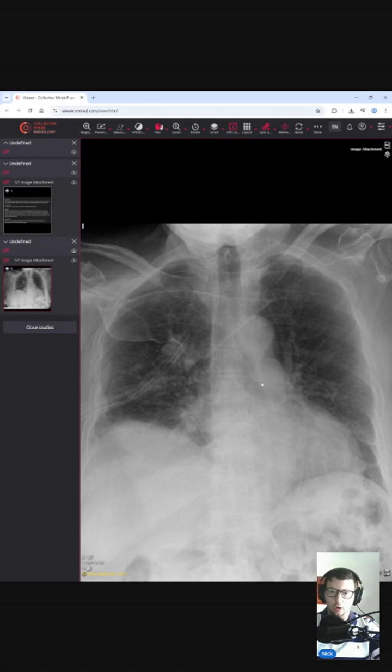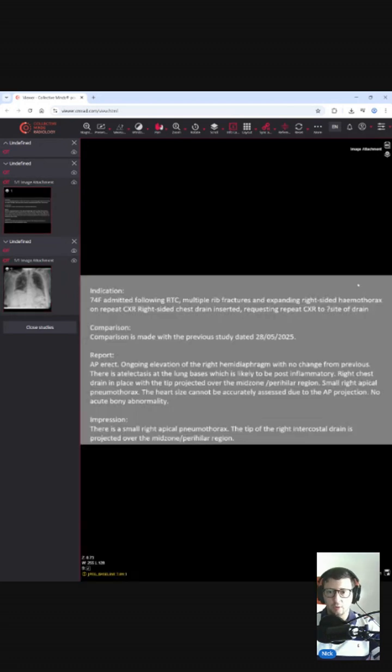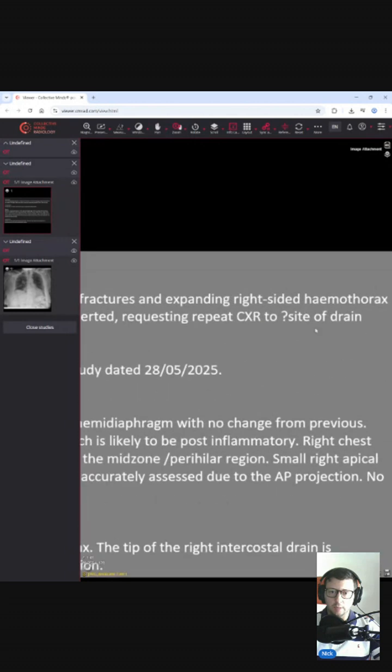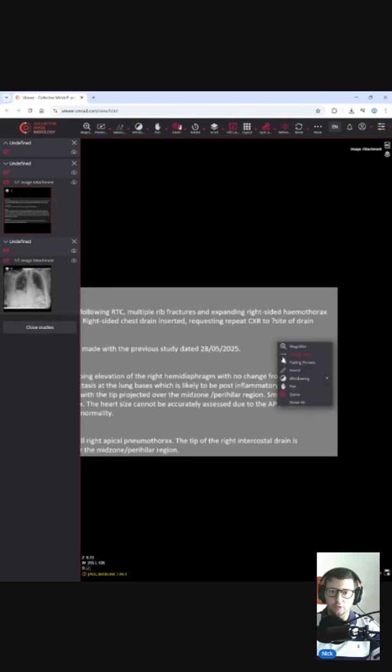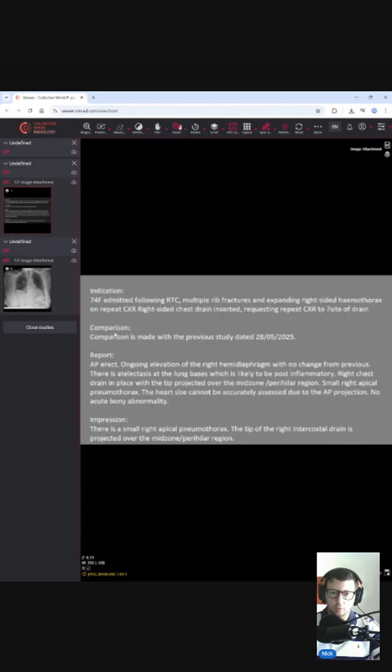The heart size looks normal, normal pulmonary vascularity, and there's no acute bony abnormality when compared with the previous x-ray. You'll just have to take my word for it on that because I don't have the previous to hand. So in the report, we're specifically asked about the site of the drain. So it's always important to answer the clinical question. Obviously, compare with the previous studies that you've got available.